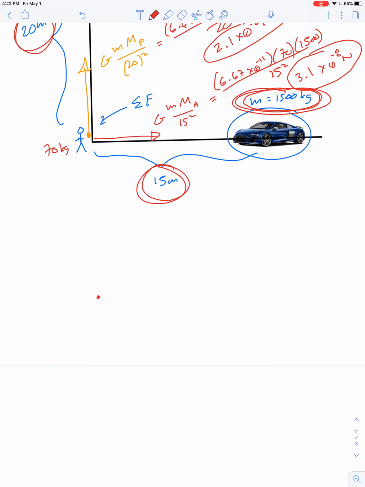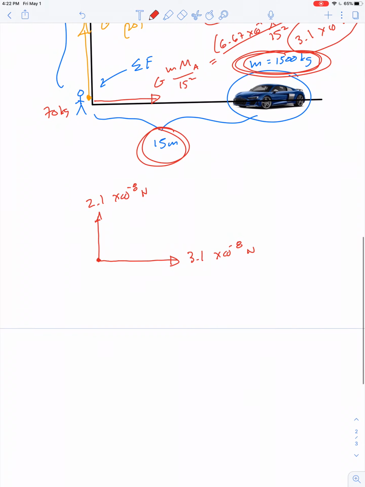So let's draw this as a force diagram. There's one force pulling up, and it's not quite as strong as the other force pulling to the right. This is a force of 2.1 times 10 to the negative 8th newtons. This is a force of 3.1 times 10 to the negative 8th newtons.